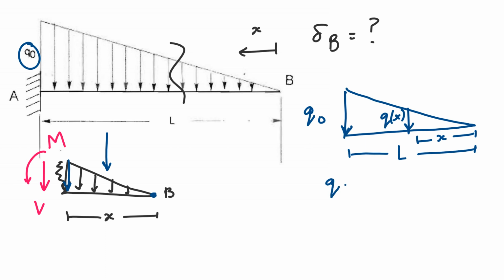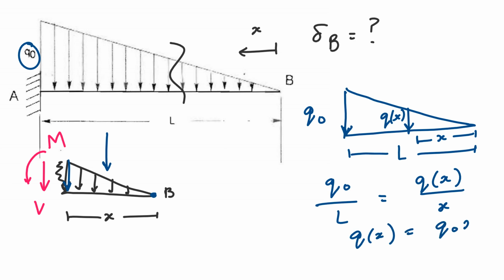So, we know that Q naught over L is equal to Q of X over X. Right? Pretty easy. And from this, we can solve for Q of X. Q of X is just Q naught X over L. Okay? Easy enough. Now, we found Q of x. This is Q of x right here.